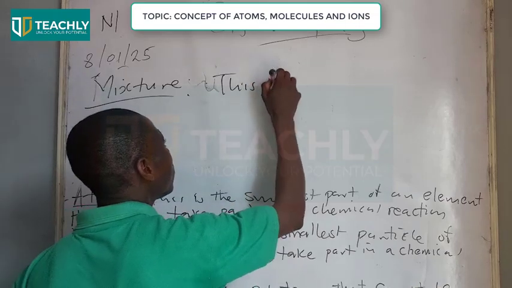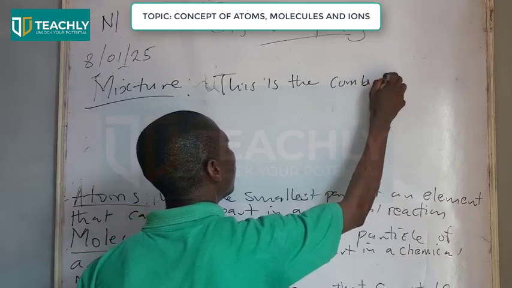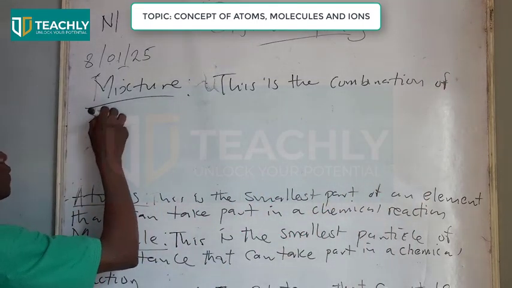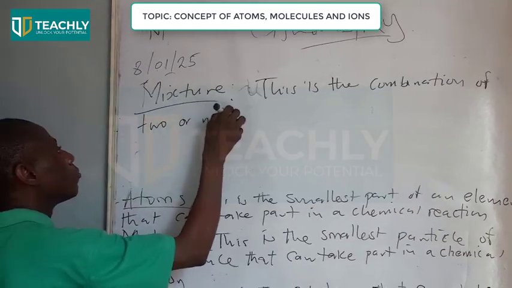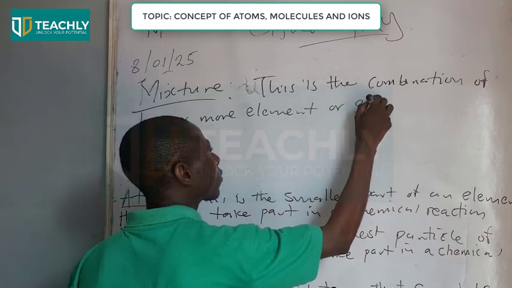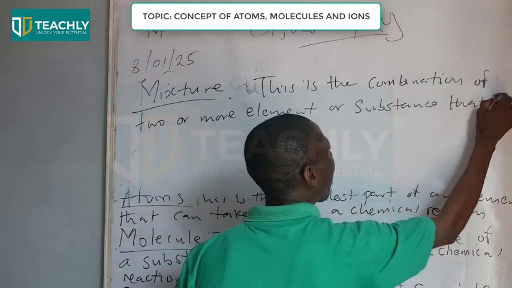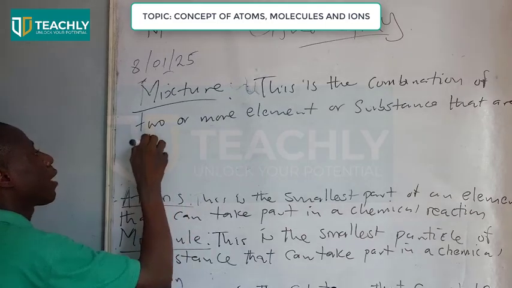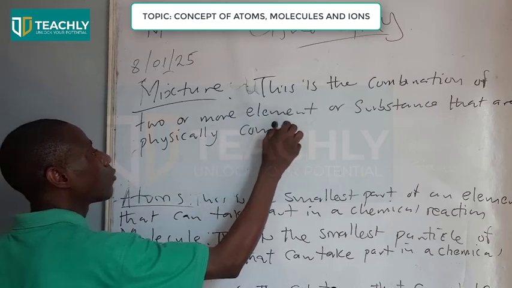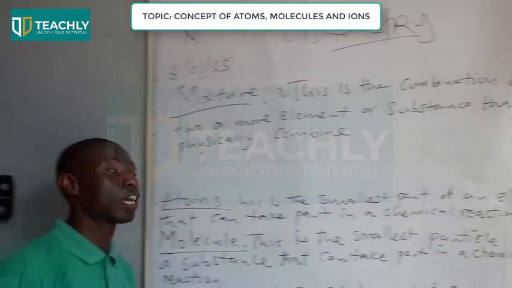So you can say this is a combination of two or more elements or substances that are physically combined. So when you have two or more elements or substances that are physically combined together, they are called what? They are referred to as mixture.